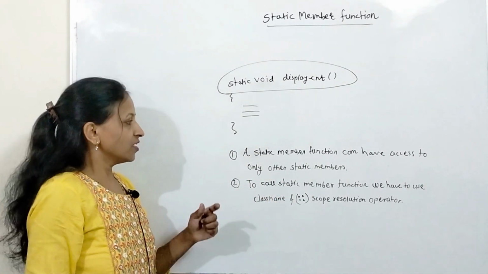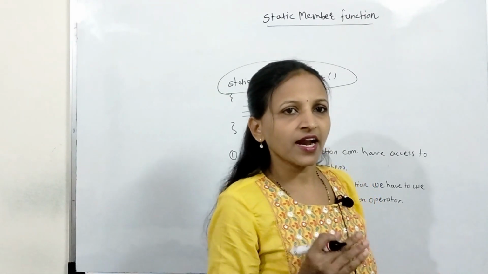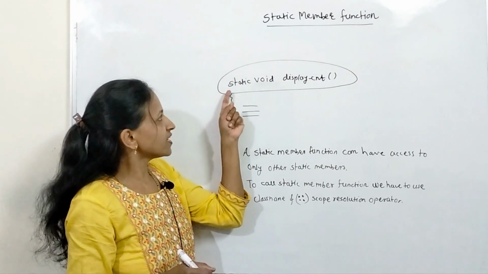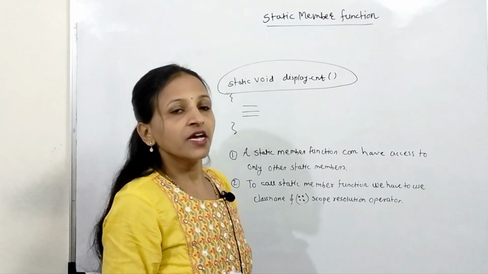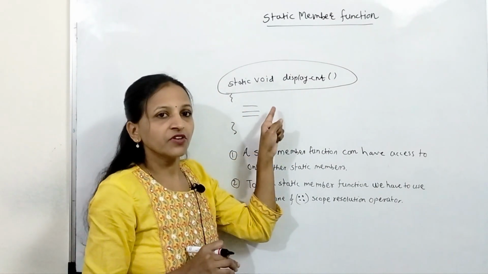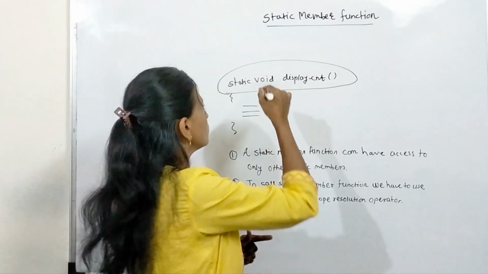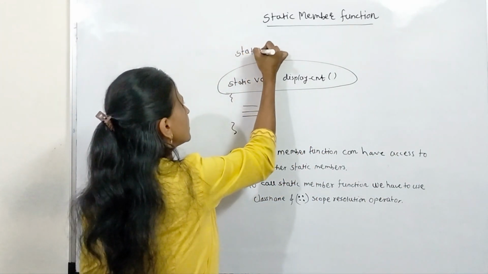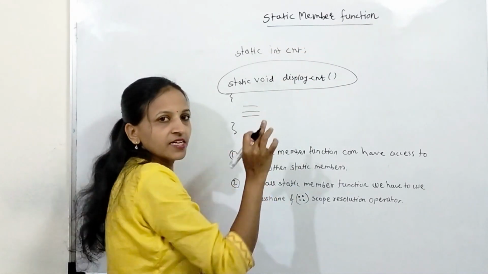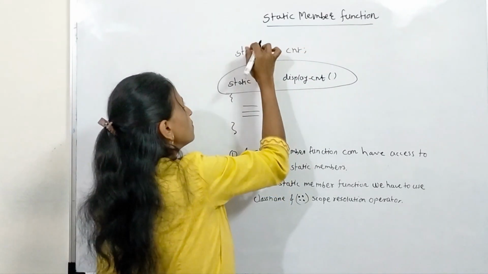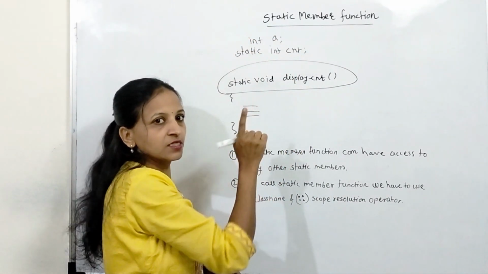See, the first point is, if we want to write a static member function, then we just have to attach the static keyword before the member function. Inside that static member function we can access only other static members. That means if you have declared static int count, then you can access it inside this method very easily. But if the class has any other integer variable a, that is not accessible here.